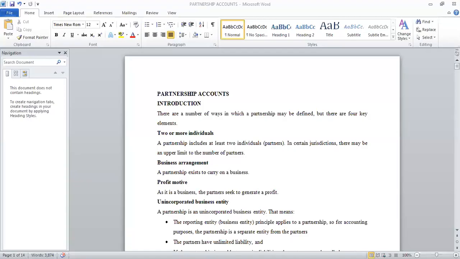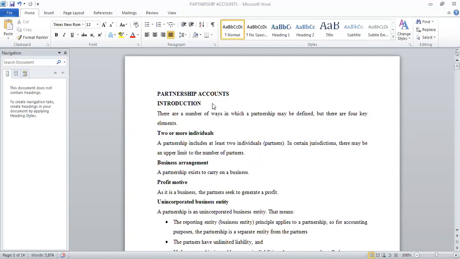In today's class, I want us to talk about partnership accounts. The accounts for the sole trader, whereby we say the sole trader is a kind of business that is owned and managed by a single person, and that same person is the one who enjoys all the profit and all the losses incurred in that particular business.